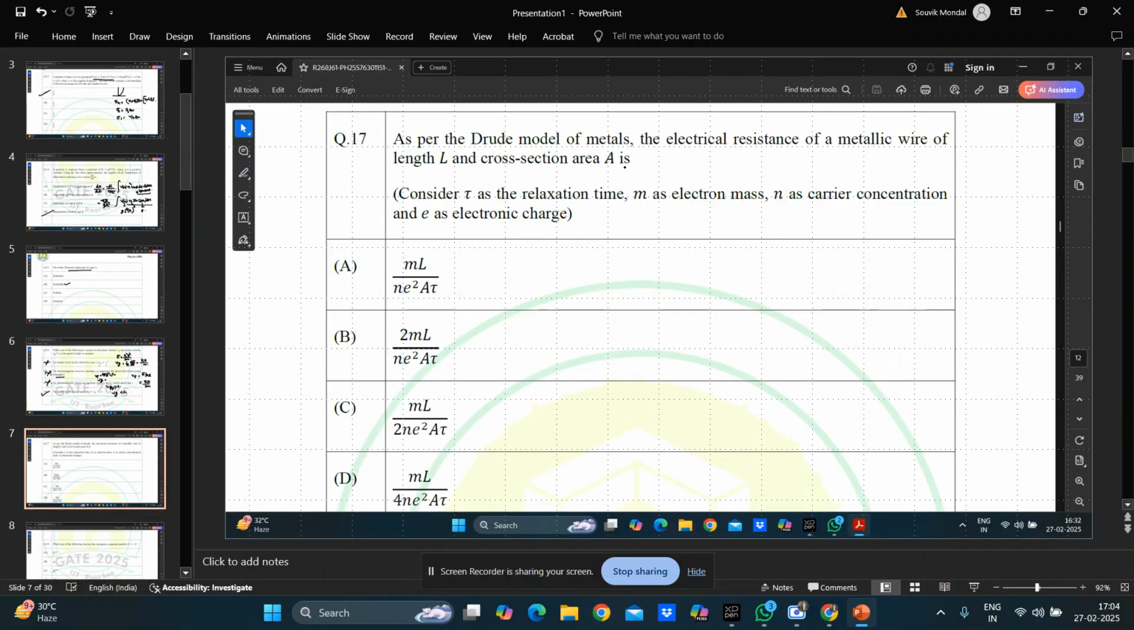Now for the Drude model, you have to calculate what is R. So R is ρL/A. Now ρ is 1/σ, and σ is neμ. These things you know from electronics also, right? So ne, and μ is eτ/m. So n is called τ/m. So this option will be correct.